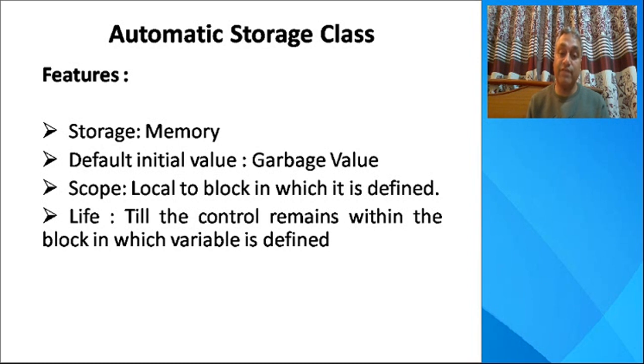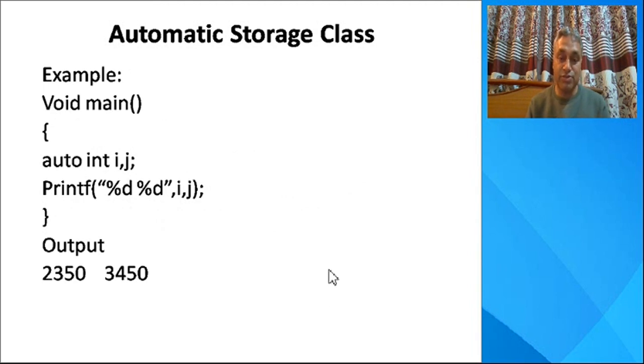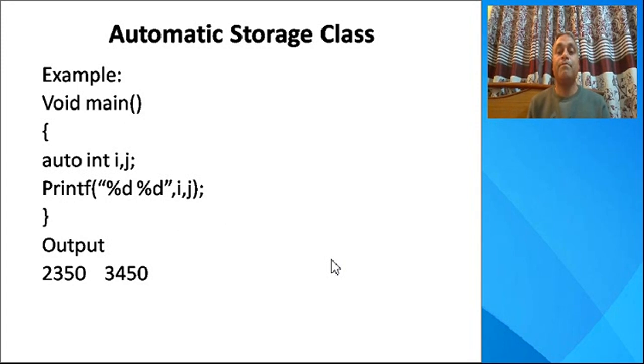And at last, the life of the variable. The life of the automatic storage class variable is till the control remains within the block in which the variable is defined. I am going to explain this concept along with an example. The example is shown on your screen. We have created a program snippet. It is a small program snippet that explains the working of an automatic variable.